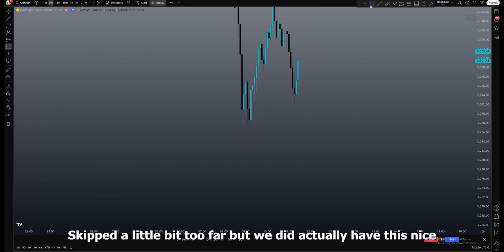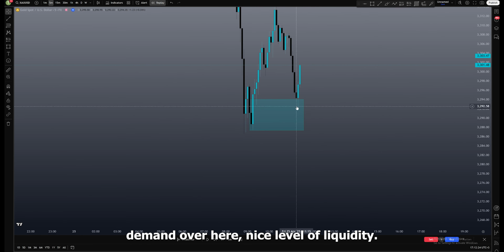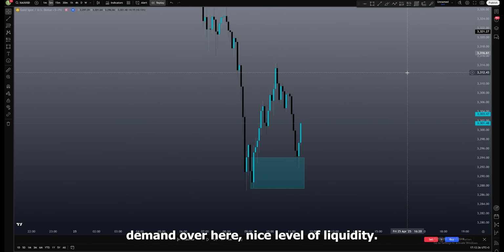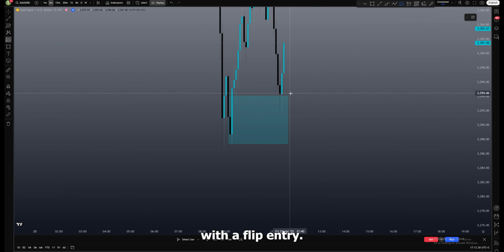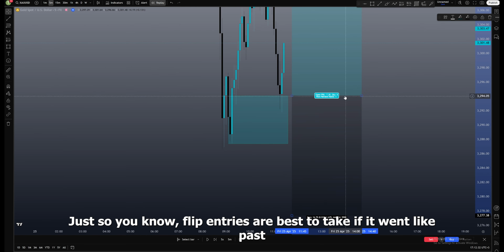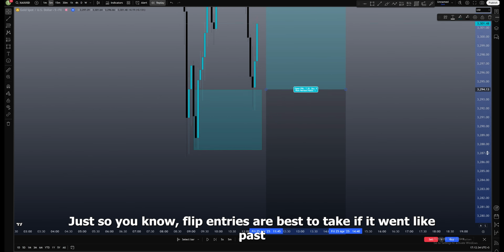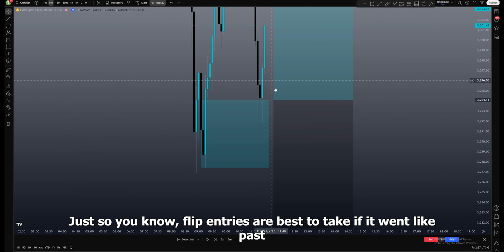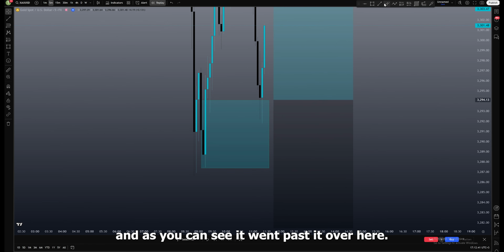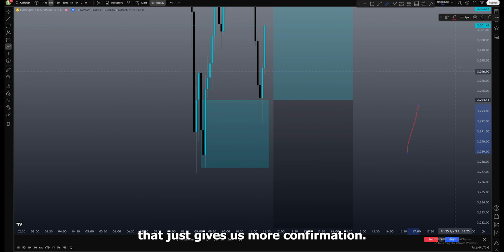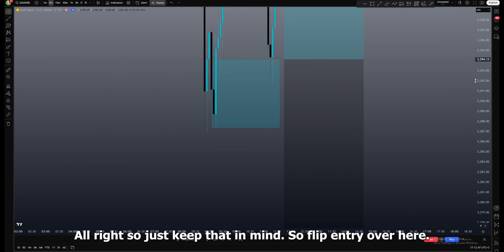Skipped a little bit too far, but we did actually have this nice demand zone over here. Nice level of liquidity, close inside the supply zone, and a very nice rejection with a flip entry. Just so you know, flip entries are best to take if it went past the previous candle. So let's say this bearish candle tapped, and as you can see, it went past it over here. That just gives us more confirmation. All right, so just keep that in mind.